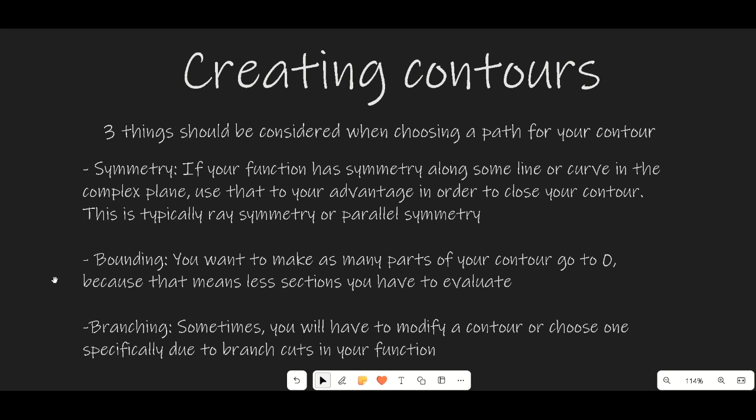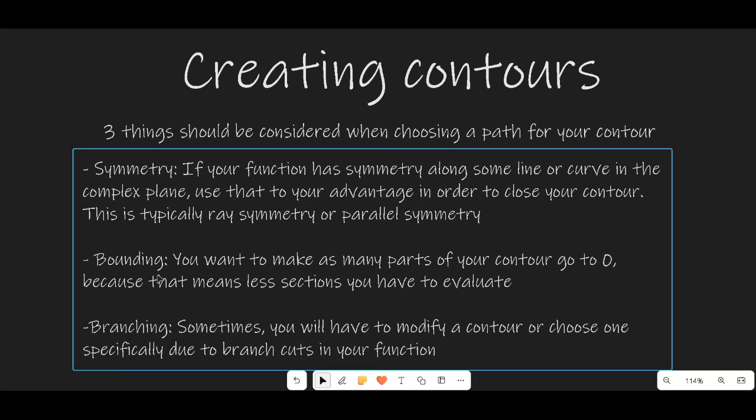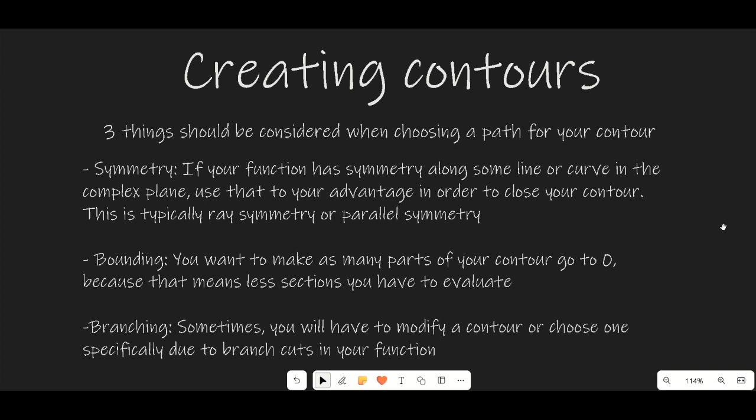So that leads us into our next important topic, which is bounding. So you want to make sure as many parts of your contour as possible go to 0, because that means less sections you have to evaluate. So you'll see that some of our contours will purposefully spend a lot of time looping around close to infinity, because close to infinity in general our functions will go to 0. And then that makes our contour integral much easier to evaluate.